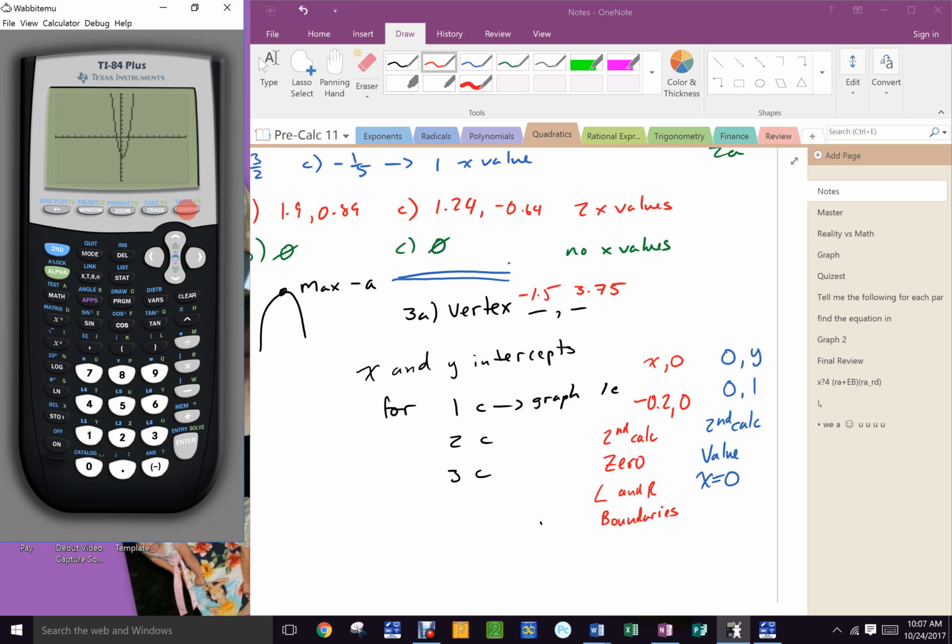So let's do this. What are our values for the 2C? Second calc, value. Let's get our y-intercept. That's when x is what? 0. Enter. What is it? Negative 4. So our y-intercept, which I've been drawing in blue, is 0, negative 4.